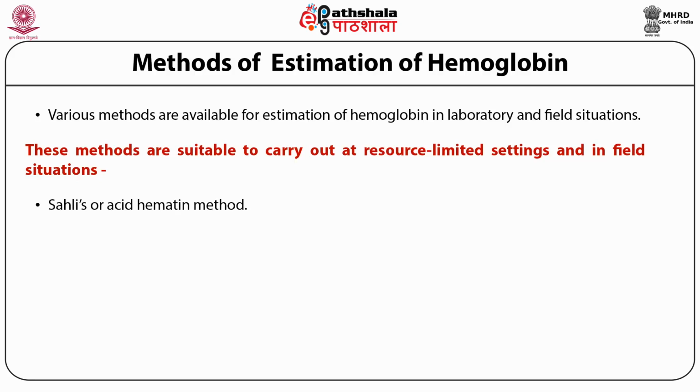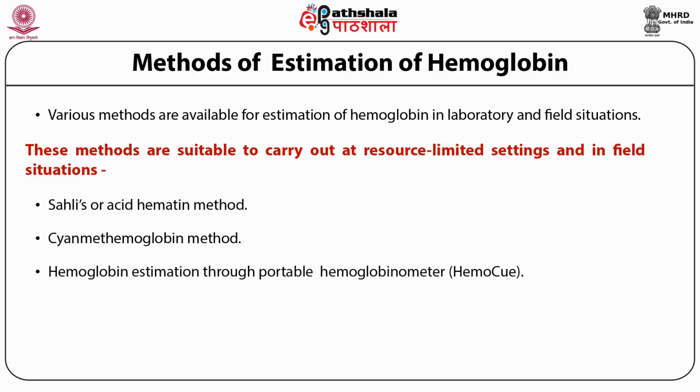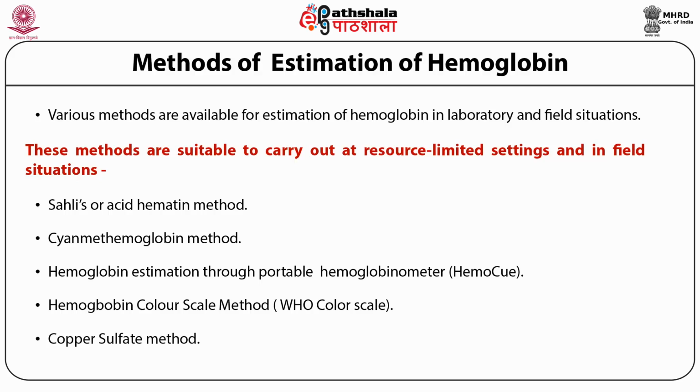Number 1, Sahli's or the acid hematin method. Number 2, cyanmethemoglobin method. Number 3, hemoglobin estimation through portable hemoglobinometer. Number 4, hemoglobin color scale method, that is the WHO color scale. And number 5 is the copper sulfate method.